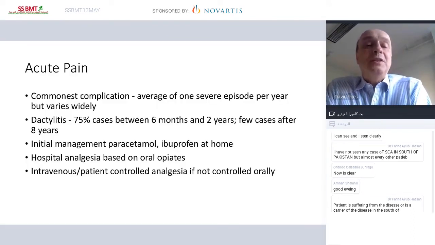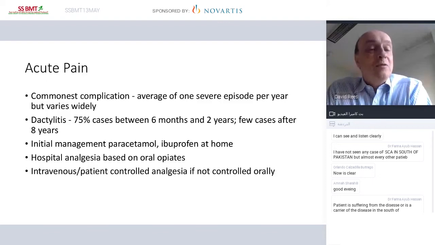Talking briefly about acute pain, that's the condition that stands out for most people, and this is how most patients turn up to hospital. Dactylitis is particularly a pediatric feature, and it's often the first presenting feature of sickle cell disease in the absence of a screening program. Mostly it's young children under 2 years of age.